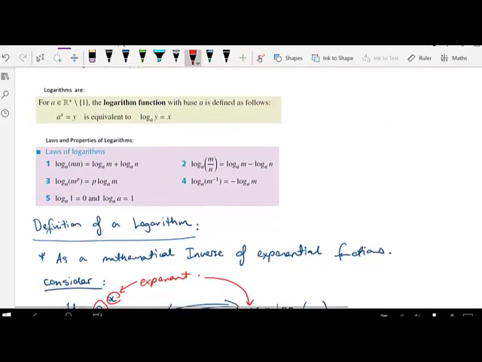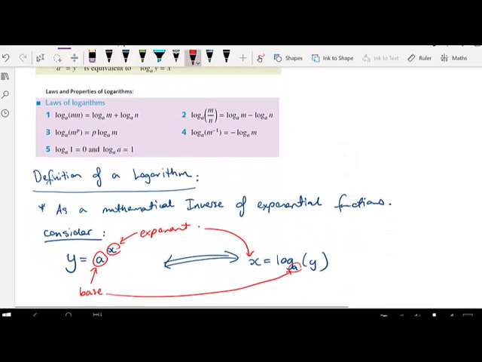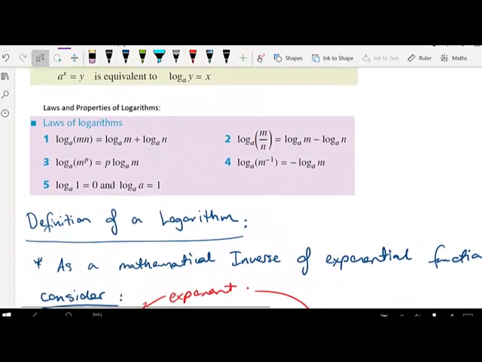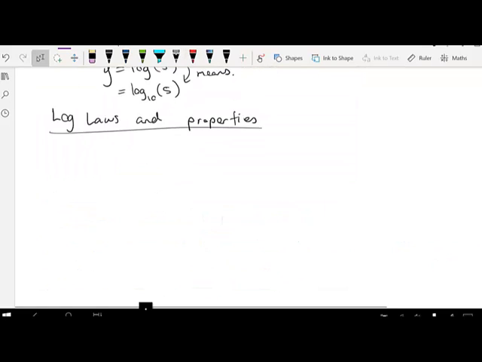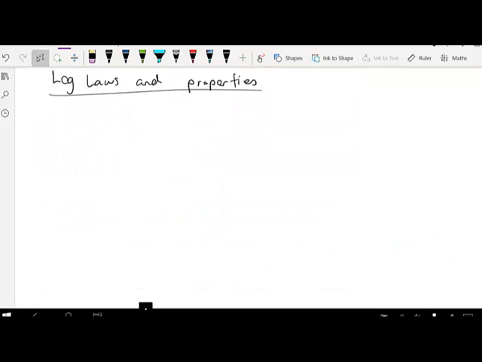Now if we go back up and look at our log laws and properties, we've got what they call 5 laws, which are really 4 laws and 2 properties. So we've got a basic set of properties: log base a of 1 is 0 and log base a of a is 1, and we'll talk about that shortly. And then 1, 2, 3, 4 rules that we're going to explain shortly and look at some examples with as well. So now to look at the log laws and properties, we'll start with the 2 basic properties.